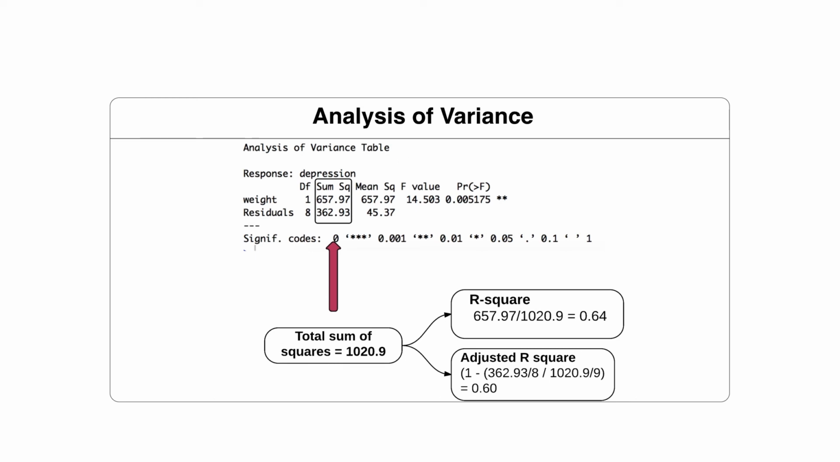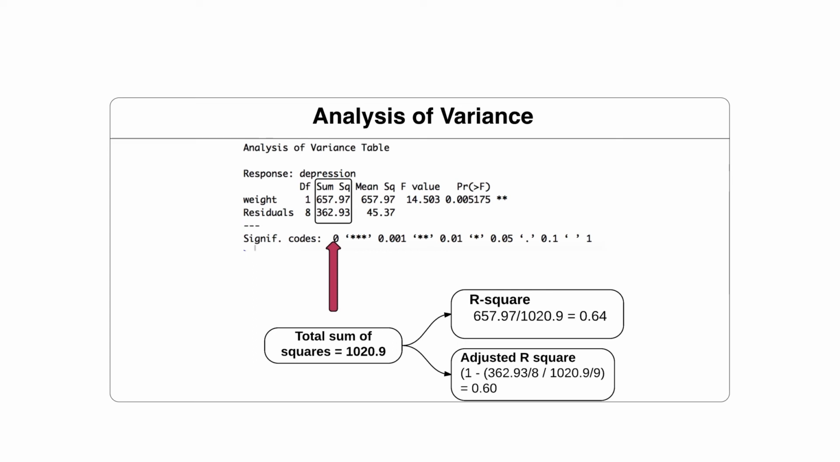Here is the ANOVA table, or the analysis of variance table. It gives you the response variable, which is depression. And then you can see the weight and the residuals that come out of this. You can see the degrees of freedom, in this particular case 1 and 8. You can note the sum squares. Okay, so ANOVA works on the principles of sum of squares, and you can read off the p-value from this particular table.